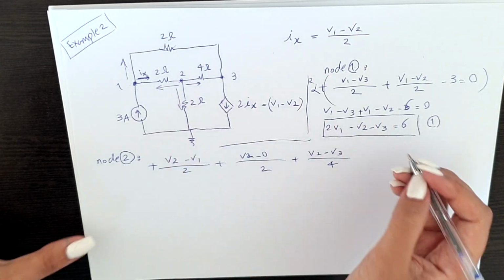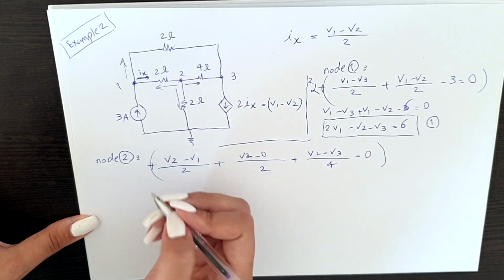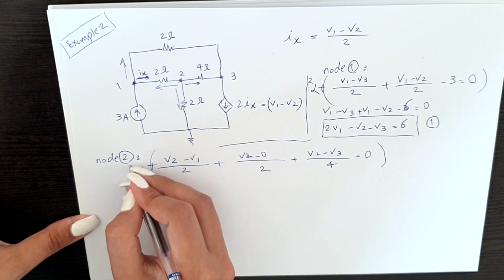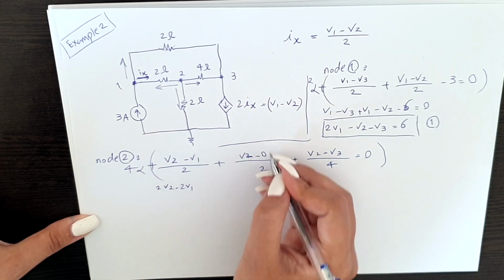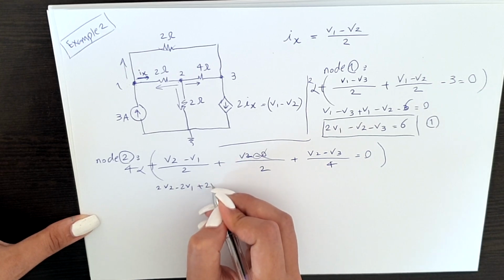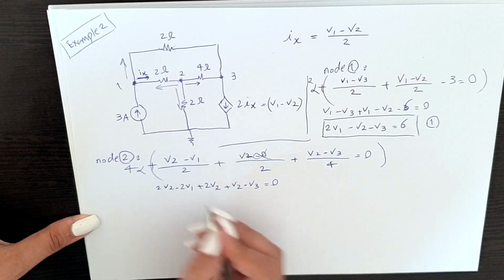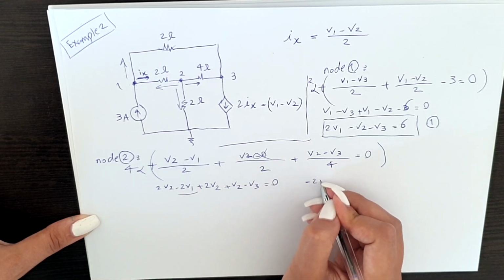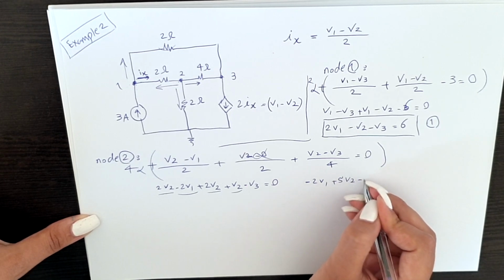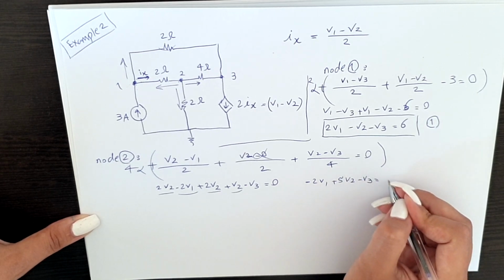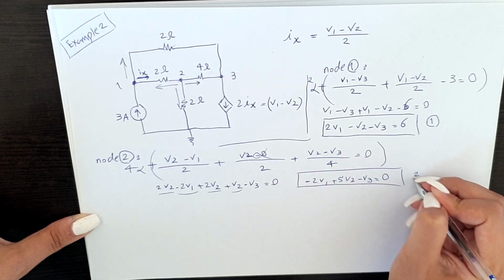We don't have any more branches, so we just say equal to 0, and then we multiply this by 4, which gives us 2V2 minus 2V1, plus 2V2, plus V2 minus V3 is equal to 0. So minus 2V1 plus 5V2 minus V3 is equal to 0. And we easily found our second equation.